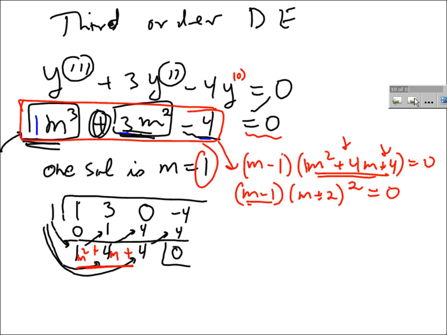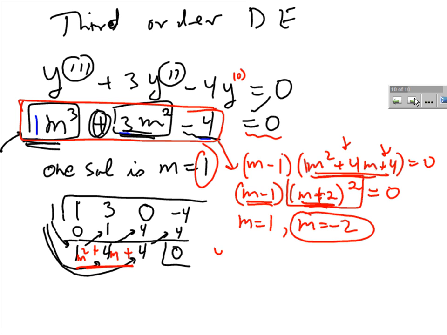So one solution is when this is 0, which happens when m is 1. Another solution is when this is 0. But there's not too many numbers to square to get 0. There's only one answer. It's 0. That is, this must be 0. And that's when m is -2. Okay. So we have the 3 solutions. It was a cubic equation. That root, -2, had multiplicity of 2. And that's going to be important.